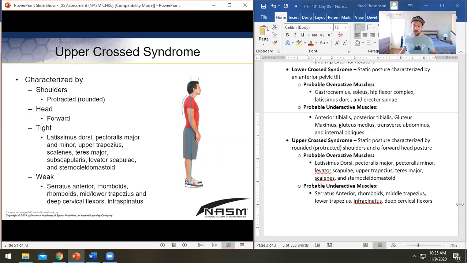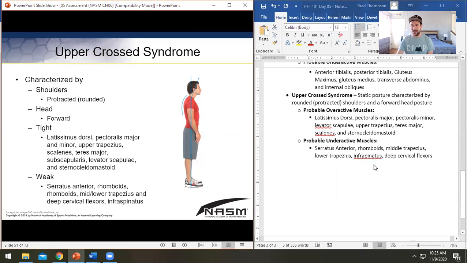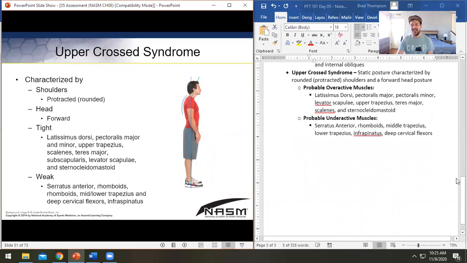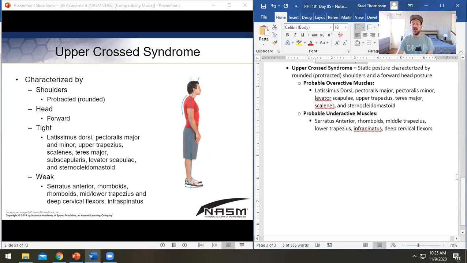Okay, last one. Let's look at the upper cross syndrome. This thing, right? We are seeing rounded shoulders and a forward head posture. I feel like at this point it's almost like everybody who's got a cell phone has this problem. This is static posture. It's characterized by rounded shoulders and a forward head.